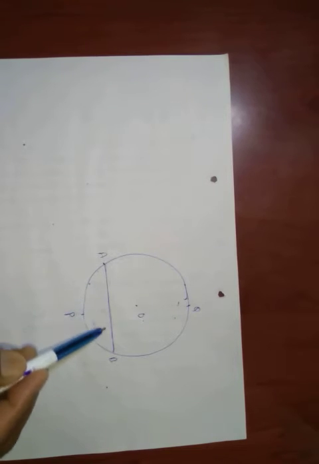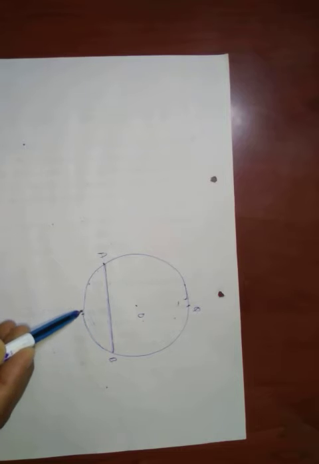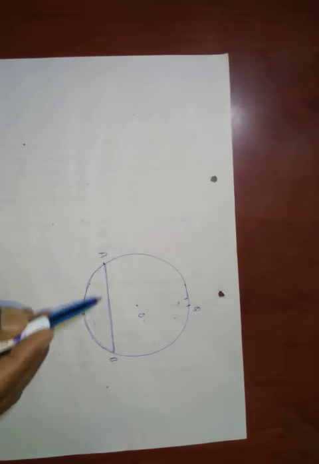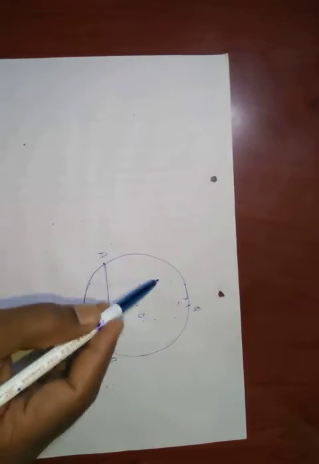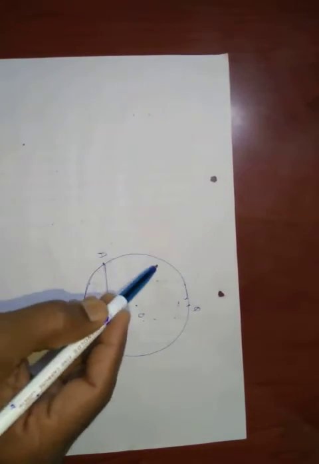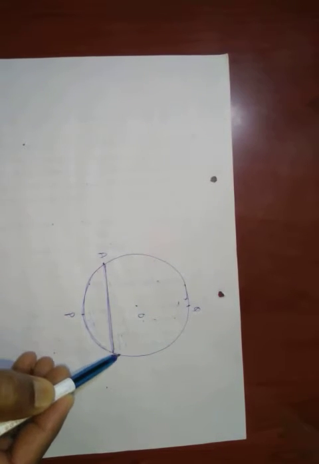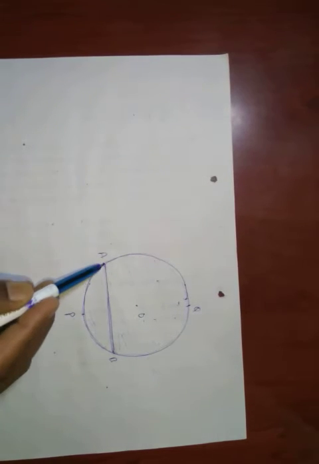If you shade this, then this whole part is called the segment, and this is called the minor segment because this is smaller, and this whole part is called the major segment because this is the bigger part. So this whole area from this point to this point is called the major segment, and this is called the minor segment.